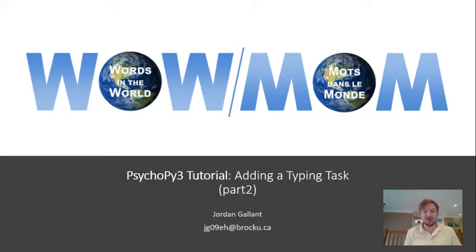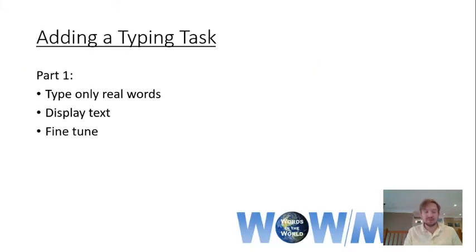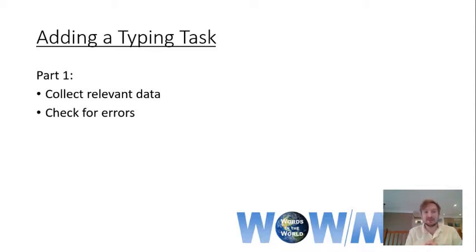In this video, we're going to continue developing the typing task that we started in part 1. If you remember from part 1, we made sure that the typing routine only ran for trials that were real words. We wrote some code to display typed input onto the screen, and then we fine-tuned that to make sure it was doing the right things when you press shift, space, exit, return, those kind of things. So in today's video, we're going to start adding some code that will collect the relevant data.